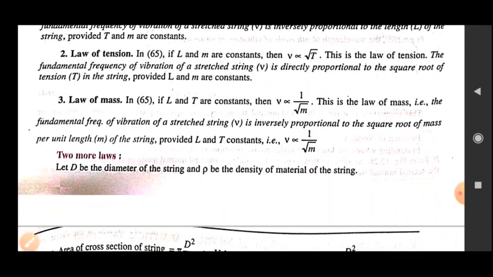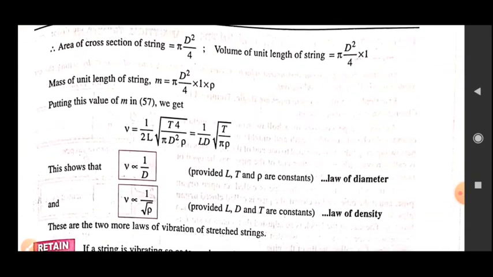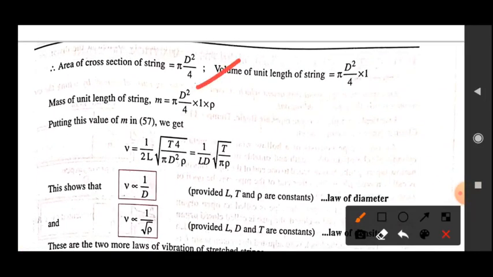Along with that, there are two more laws depending on the diameter of the string and the density of the material of the string. The area of cross section of the string is pi d square by 4, and the volume of unit length of the string is area into length. As the length is unit length, the area is equal to the volume. Now the mass per unit length will be equal to volume into density, where rho is the density and the volume is pi d square by 4.